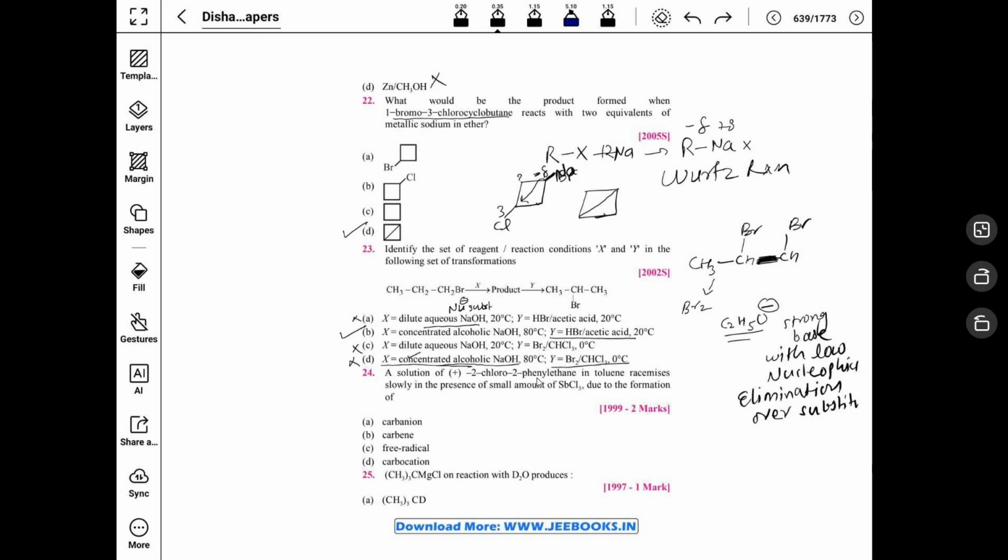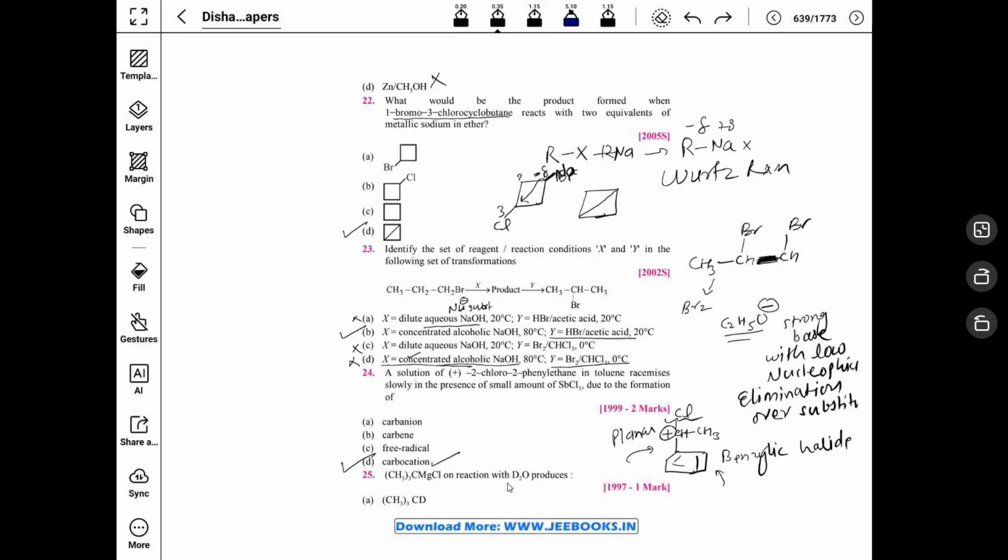Now, a solution of 2-chloro-2-phenylethane in toluene racemized slowly in the presence of a small amount of antimony pentachloride due to the formation of. Okay, 2-chloro-2-phenylethane is a benzylic halide. So what will be the intermediate? For sure this will break down and lead to the formation of a carbocation. The carbocation has planar geometry, and therefore it will be attacked from both sides and lead to racemization. So the reaction follows the carbocation intermediate. The correct answer is D.